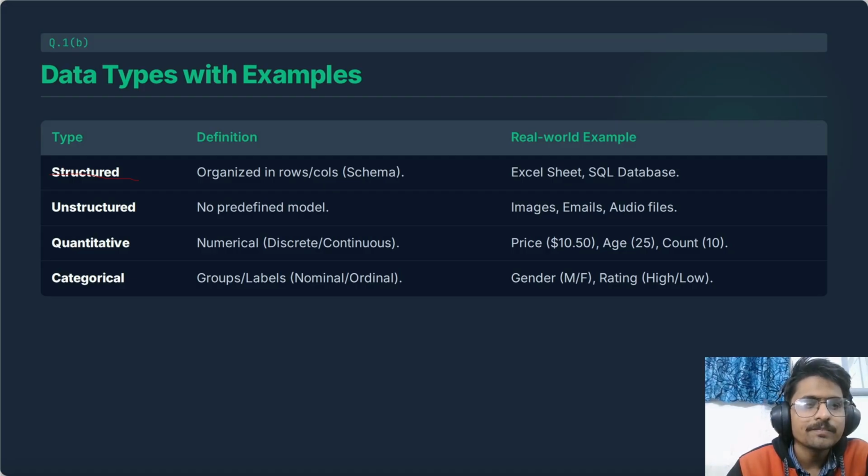Third is quantitative: numerical, discrete, continuous. In quantitative, we store data in numerical form. So real world examples are price like $10.50, age, count. Fourth is categorical data. In categorical data, we store data in group labels, naming, ordinal. So real world examples are like gender, rating, high and low.